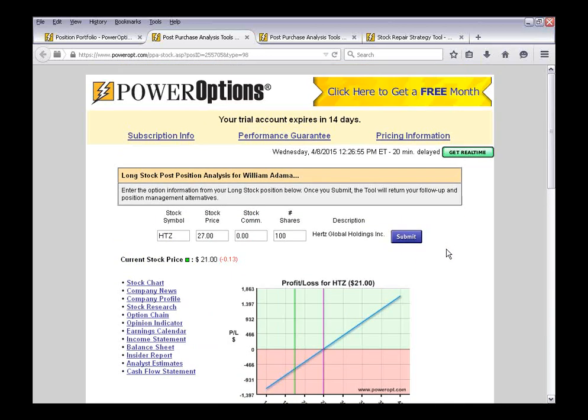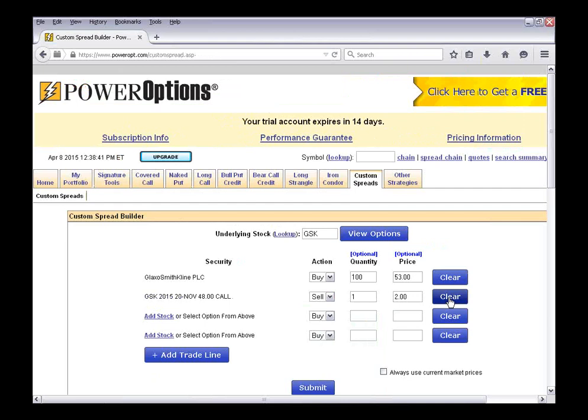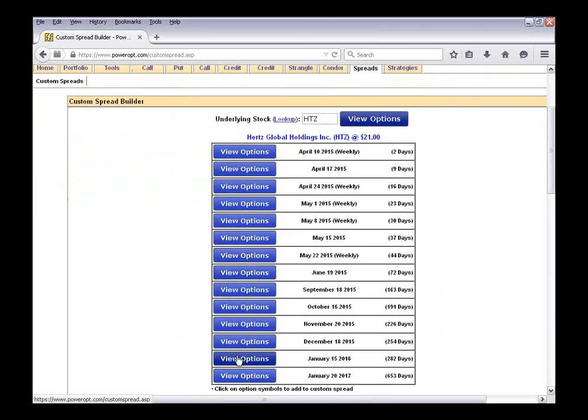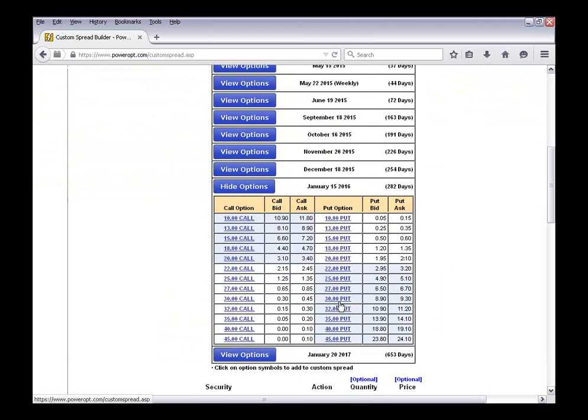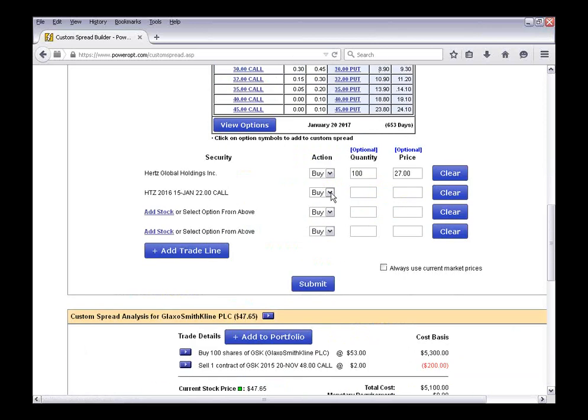Again, we'll go to the custom spread tool first now, and we'll just look at those far out options, but we know we're not going to see them there. So let's type in HTZ, and let's go ahead and add in the 100 shares at 27. And now let's go ahead and go out to January 2016. We need $6 to get back to break even. The at-the-money call that's 282 days out, 215 to 245. Let's call it roughly 230, 235 premium. That's not going to get it done, is it?